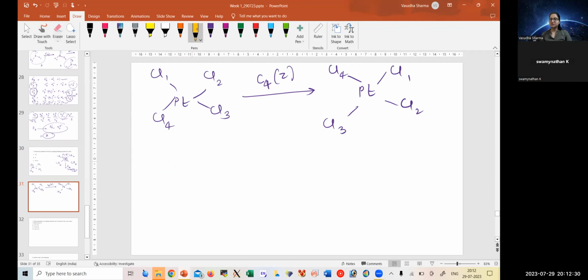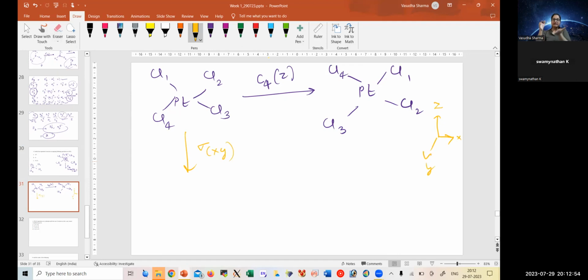Now, sigma H is the horizontal plane, right? I've already defined my improper axis as the Z axis. So the horizontal plane would be along what axis? We have to define the coordinates, right? It would be the XY plane.